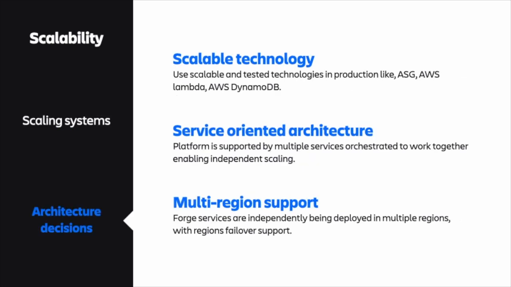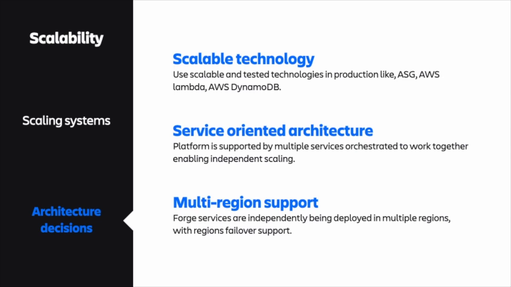Next, we have also got architectural decisions to make sure the systems stay scalable, and this is a really important part of it. The first one is scalable technologies. As we saw, since the start of Forge we have gone with scalable technologies, and we still do that today. For example, Forge storage is powered by DynamoDB, and the invocations are powered by Lambda. Also, all the services built on top of Forge, which enable invocation and deployment, are built with EC2 running behind an auto scaling group so that we can scale the services as the traffic goes up.